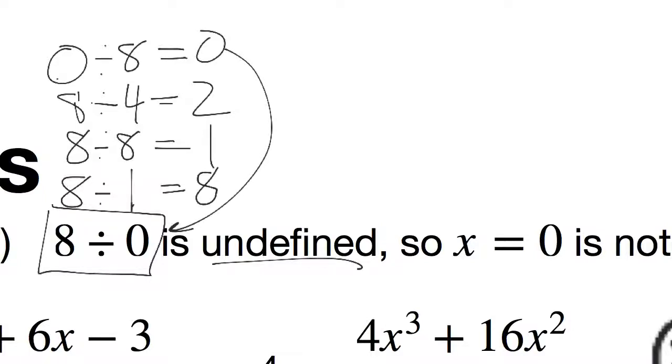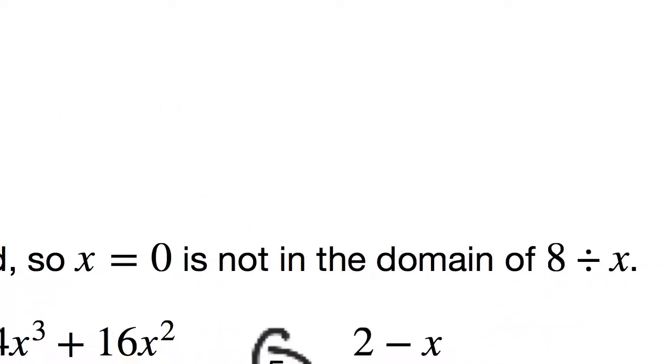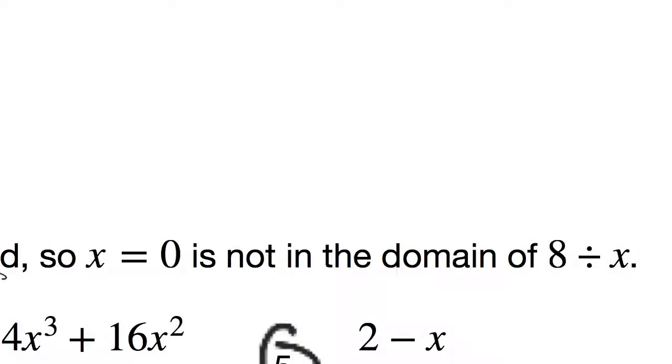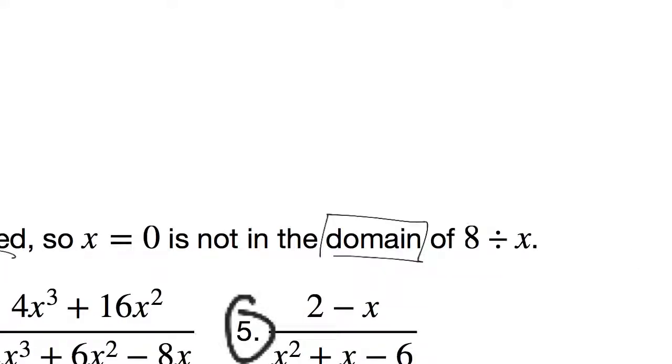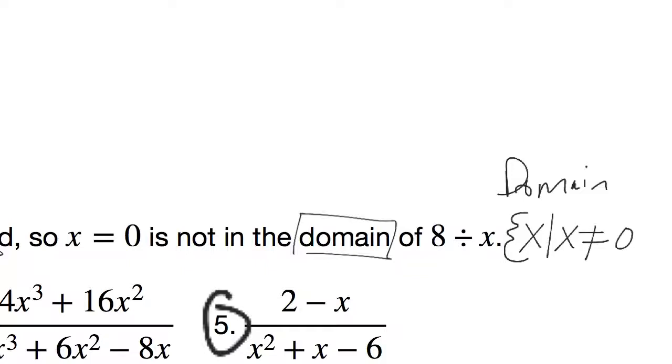No answer. So we can say that x equals 0 is not in the domain of 8 divided by x. Domain is all of the available input. The way that we write this is we say that the domain is all numbers except for 0. Domain is all x such that x is not equal to 0. It's a very funny mathematician way of writing it, but there it is.